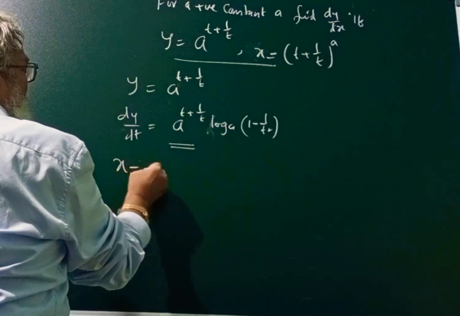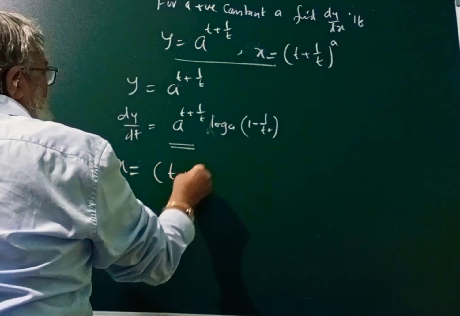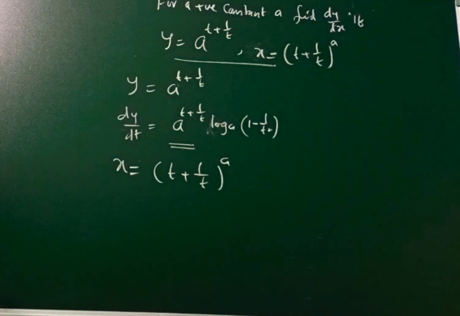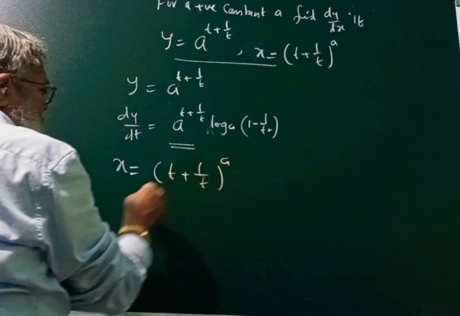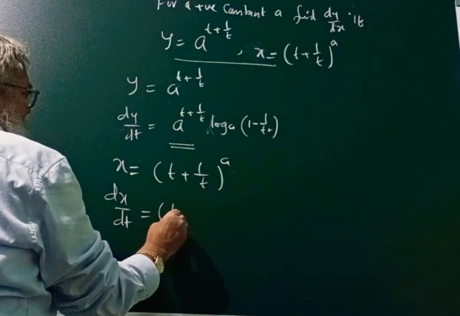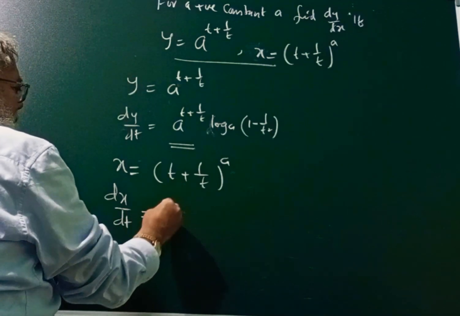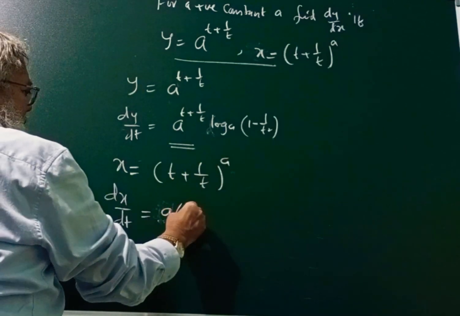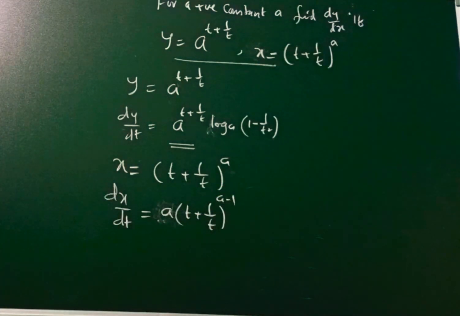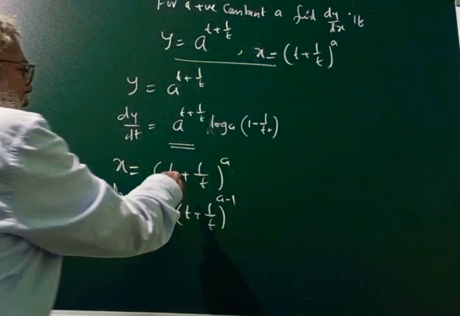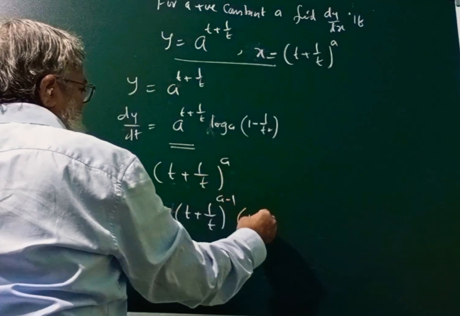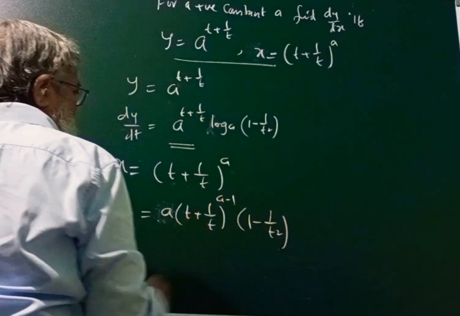Let us take x. x is equal to t plus 1 by t raised to a. Because a is given to be a positive constant, it is of the type x raised to n. Differentiate dx by dt. This will be n, our a here, t plus 1 by t raised to a minus 1, that is n into x raised to n minus 1. Then differentiate the base. Differentiation of t is 1 and of 1 by t is minus 1 by t square.